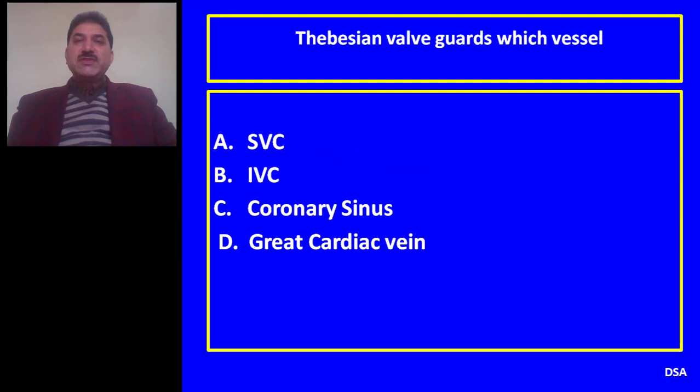Thebesian valve guards which vessel? Superior vena cava, inferior vena cava, coronary sinus, great cardiac vein. C is the correct option.